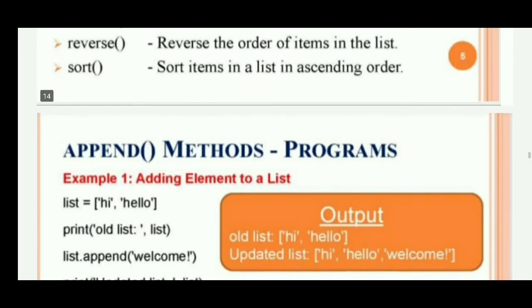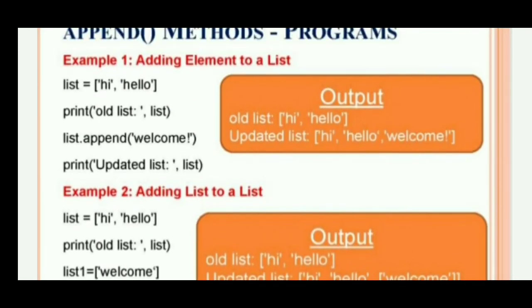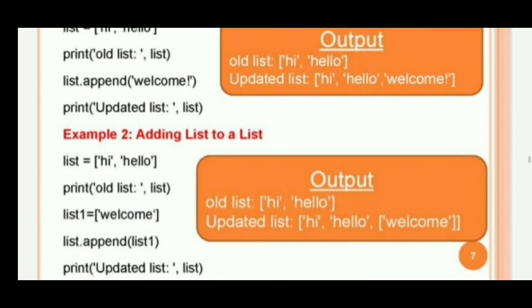So let us see one by one. First one is the append method. We have seen that also. So see here, the list contains hi and hello, two elements. So print the old list. list.append(welcome). And when you print it, see here, the orange part contains the output. When you print the old list it is hi and hello. When you print the updated list, it will print hi, hello, welcome, because we have appended the string welcome to that particular list.